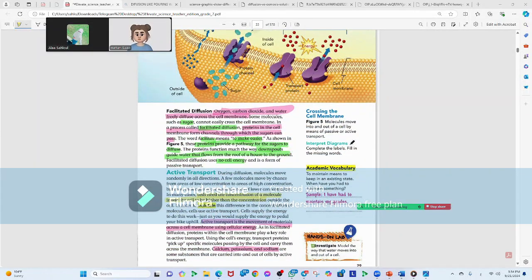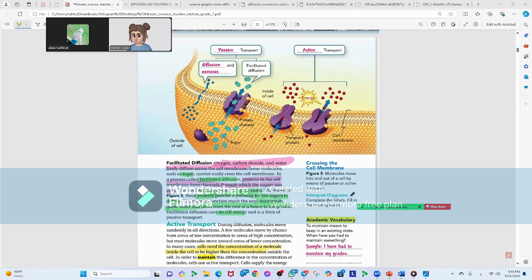What is facilitated diffusion? Let's see. Oxygen, carbon dioxide, and water freely diffuse across the cell membrane. Freely diffuse. But can you guess? Can sugar, with this size, diffuse freely like oxygen and water? No. So what happened? Protein helps sugar. How does it help sugar?